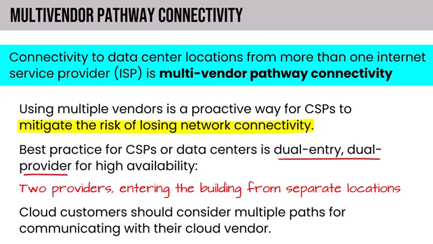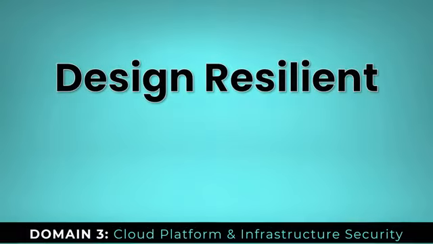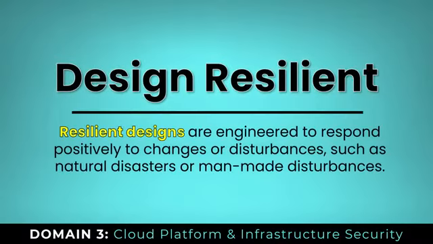And likewise, customers should consider multiple paths for communicating with their cloud vendor. So if a customer has site-to-site connectivity with a VPN, building some redundancy into that connectivity. In the end, this protects availability, whether we're talking about the CSP and their two providers, two paths, or that customer to CSP connectivity. And finishing out 3.2, design resilience.